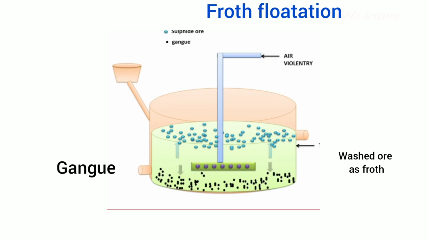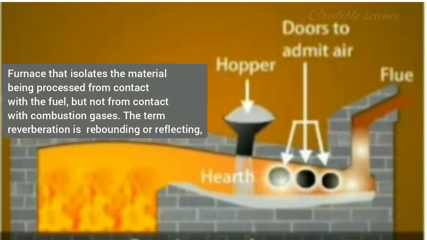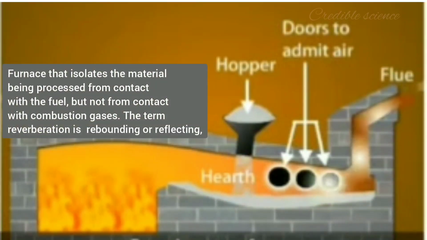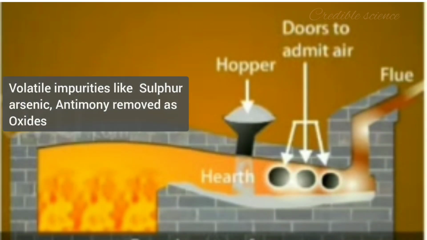The concentrated ore is now subjected to the next process called roasting. Here it is roasted in a furnace called reverberatory furnace, where the ore is heated indirectly in the presence of air, where the volatile impurities like sulfur, arsenic, antimony are removed as oxides. And also they are converted into iron sulfide and copper sulfide partially.